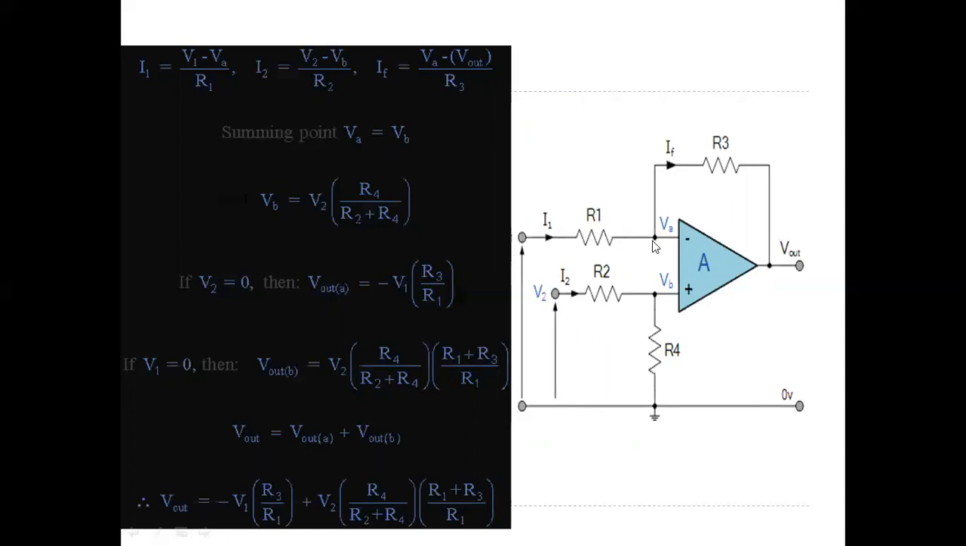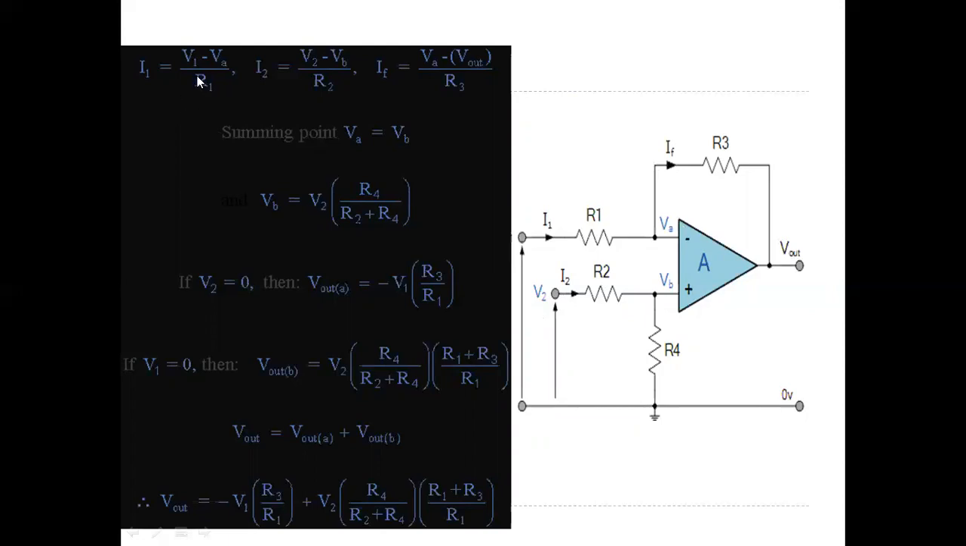Consider the voltage at this point is VA, and consider the voltage at this point is VB. And the currents flowing through the inverting and non-inverting terminals are I1 and I2. The current flowing through this resistance is IF. So here we have the resistances R1, R2, R3 and R4. So here we have the currents from the figure.